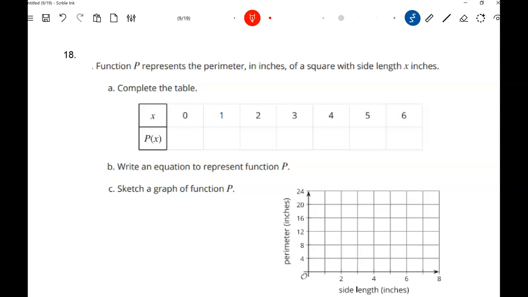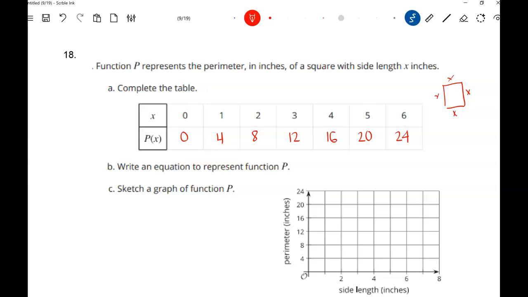Number 18, function P represents perimeter, and the length of the side of a square is x. Remember, since it's a square, if one side is x, all of them are x. And to find the perimeter, you can either add up all the x's, or you can use the shortcut to addition, which is multiplication. So we can multiply. 0 times 4 is 0. 1 times 4 is 4. 2 times 4 is 8. 3 times 4 is 12. 4 times 4, 5 times 4, 6 times 4.